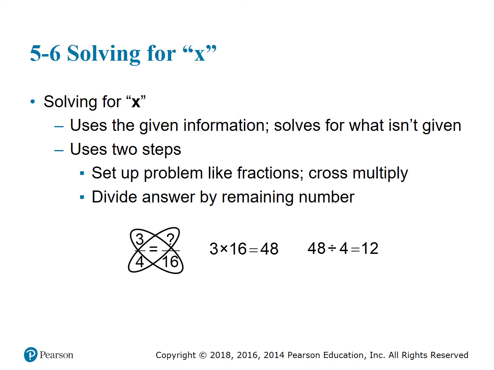And then we're going to go ahead and divide the answer from step 1 by the remaining number, which is 4. For me, when I work this out, I typically set it up as 48 equals 4x, and then I divide by 4 on both sides to get x by itself. So either way that works for you, you still get to the same answer, right?